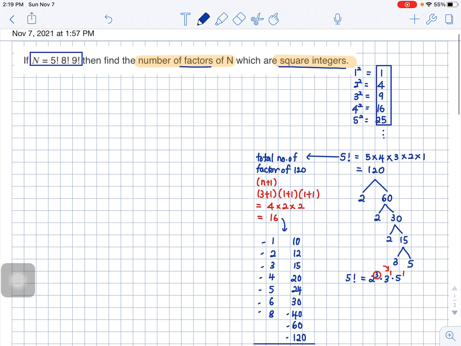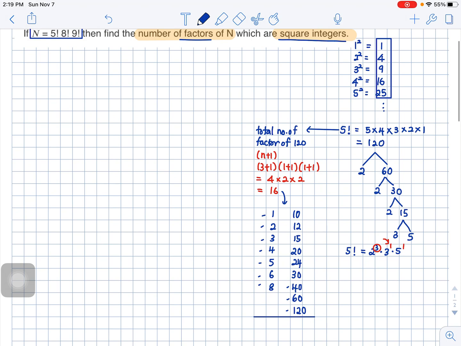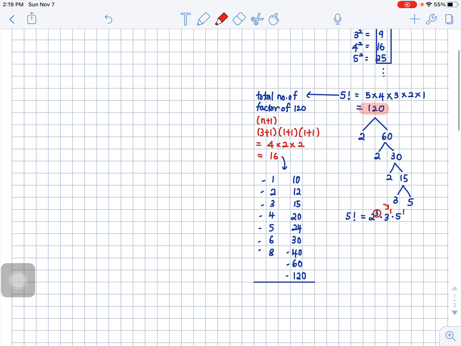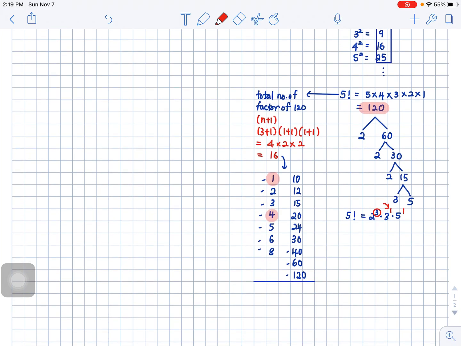But are we answering the question? No. I want to find the number of factors of n where the factor has to be a square integer. So again, I want you to do it for the smaller one. You take this 120. Identify the square integers. It's 1, 4. That's all, right? So how do I do that?